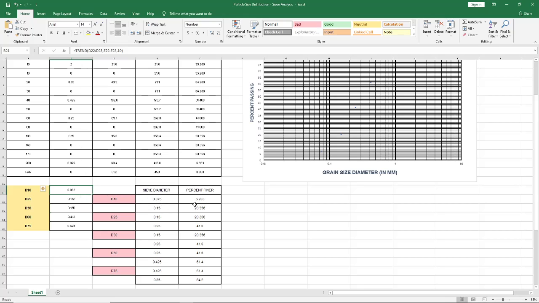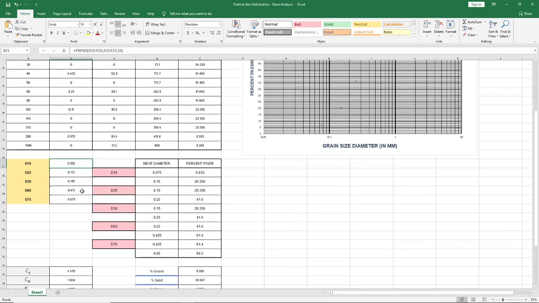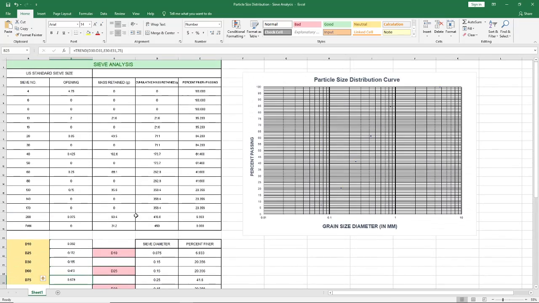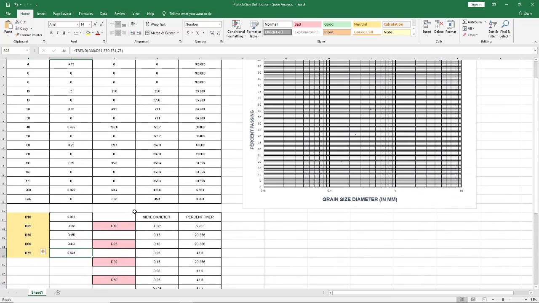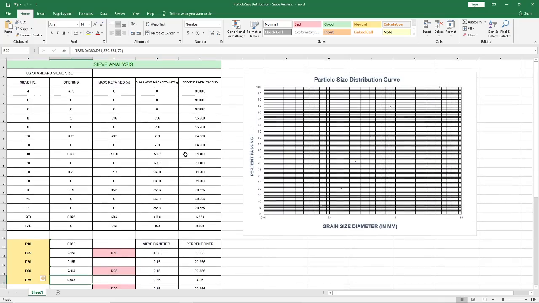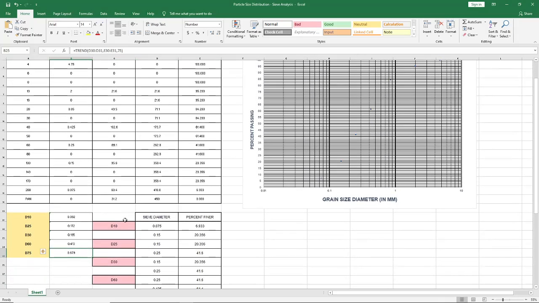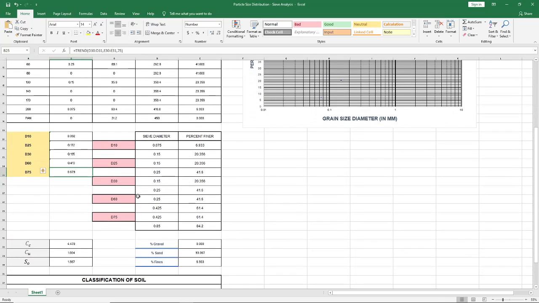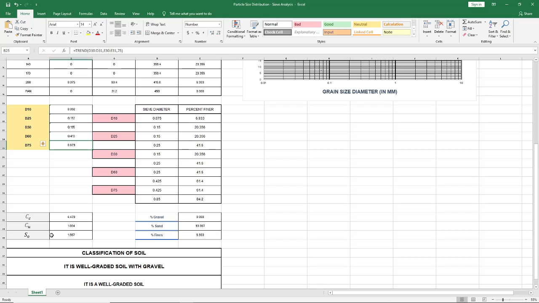If we change this, the value for D10 would also change. The same goes for D35, D30, D60, and D75. You just need to locate where the 30% is in between the sieve numbers with its corresponding percent finer. As you move along, now we can get the CC, CU, and SO.